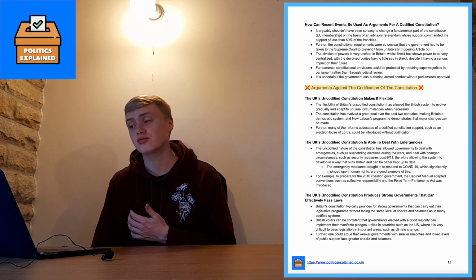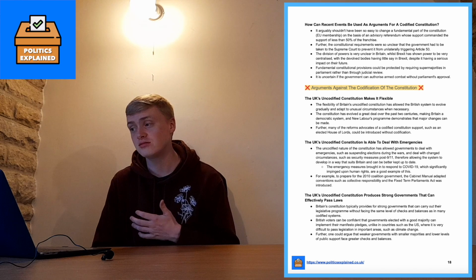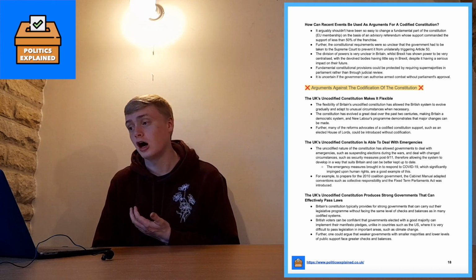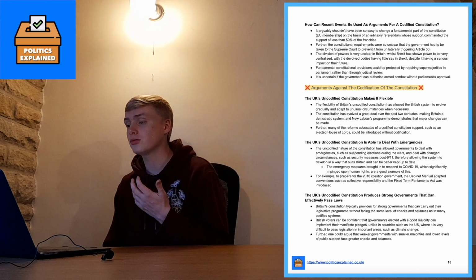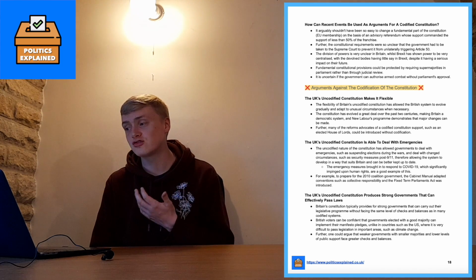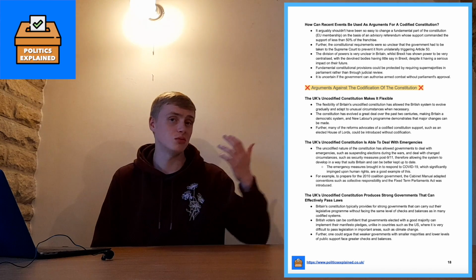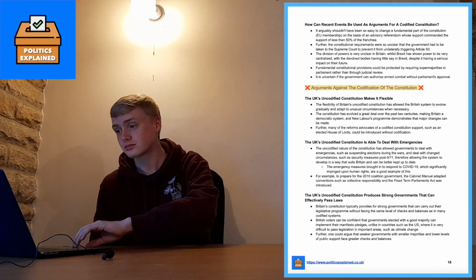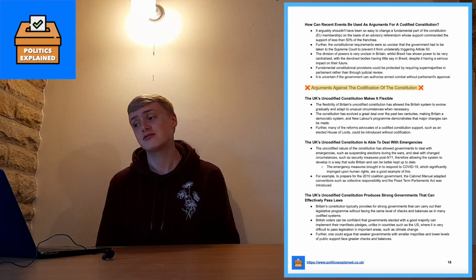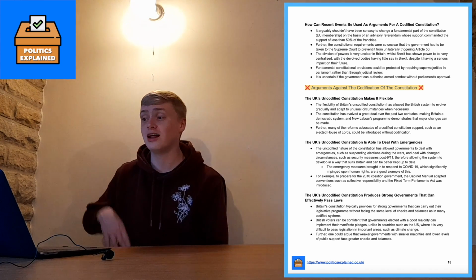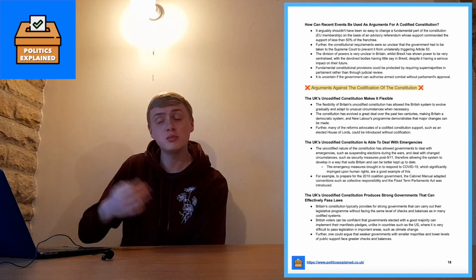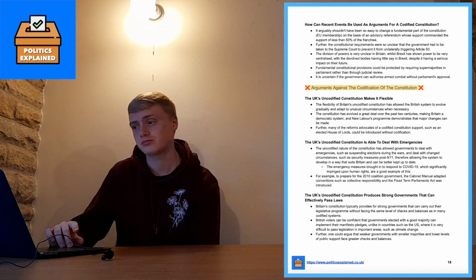The constitution has evolved a great deal over the past 2 centuries, making Britain a more democratic system, and New Labour's programme just demonstrates that major changes can be made, for example, with devolution and with the House of Lords. Further, many of the reforms advocates of a codified constitution support, such as an elected House of Lords or a British Bill of Rights, could be introduced without codification.